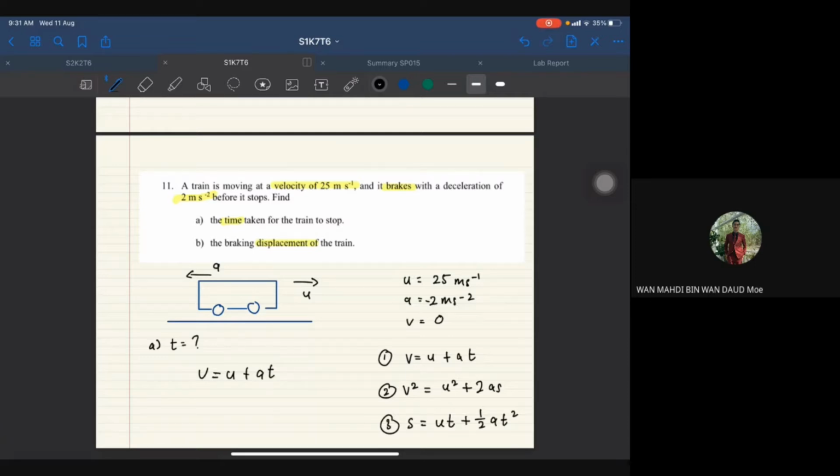Okay, for the syllabus, if you use the correct formula, biasanya tak dapat markah. You need to be able to substitute baru dapat first mark. Kadang-kadang dia kasi konsep tapi jarang lah. So V equals to 0, U equals to 25, A dia berapa tadi? Negative 2. Okay, don't forget to substitute the negative.